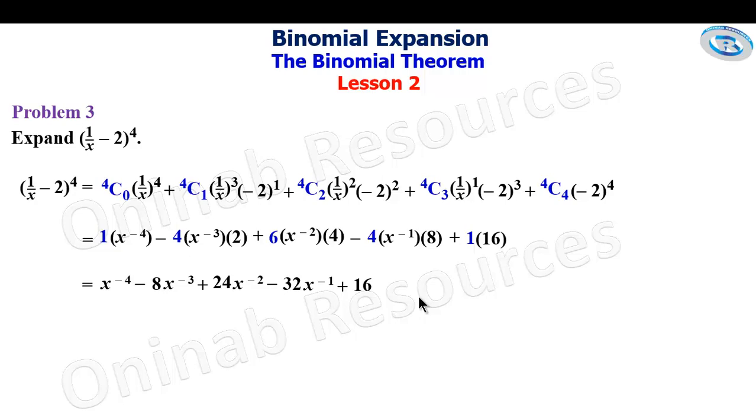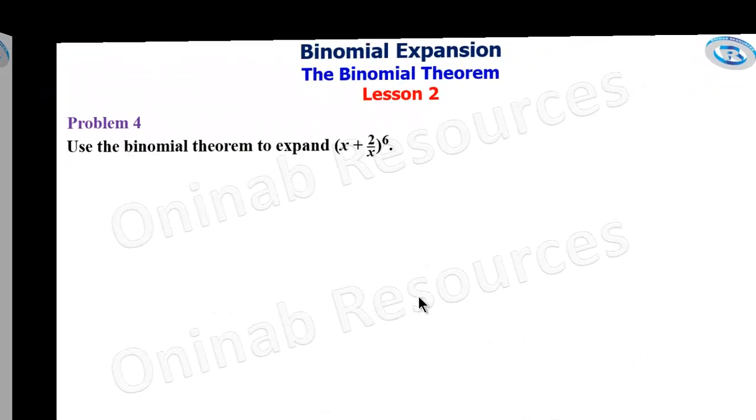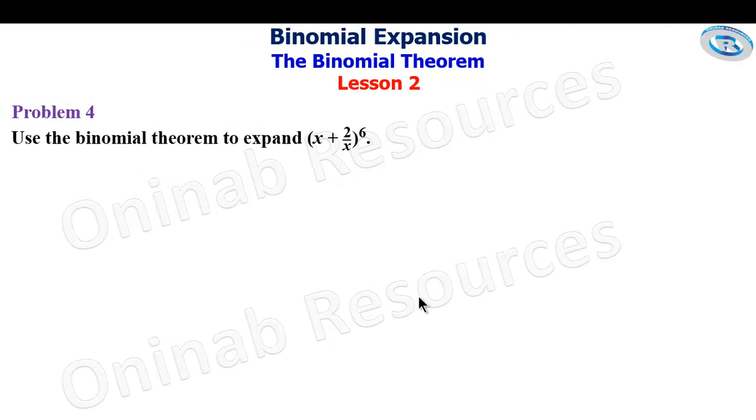We then go to problem 4. For problem 4, use the binomial theorem to expand x plus 2 over x all to the power of 6. And expanding this, the power here is 6, and the first term is x, the second term is 2 over x, and the connector is positive.